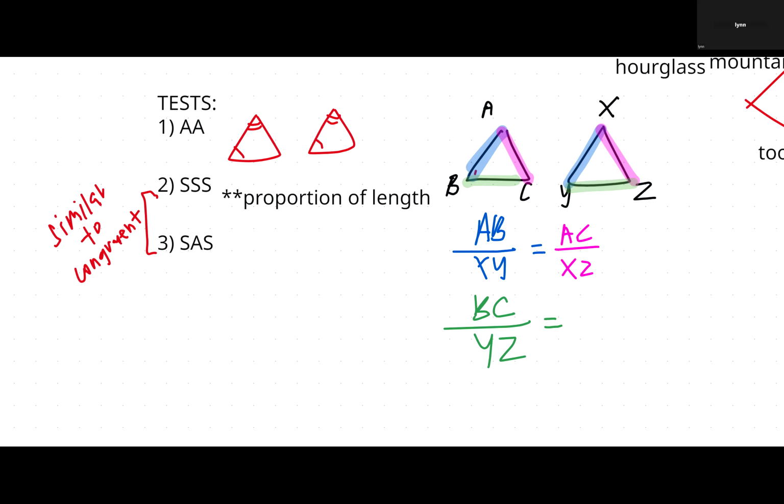So which one do you want? Okay, you want the pink one. So you want to say AC over XZ also can, depending on the question. Depending on the question and what clue the question gives you, then you'll know which one to use.